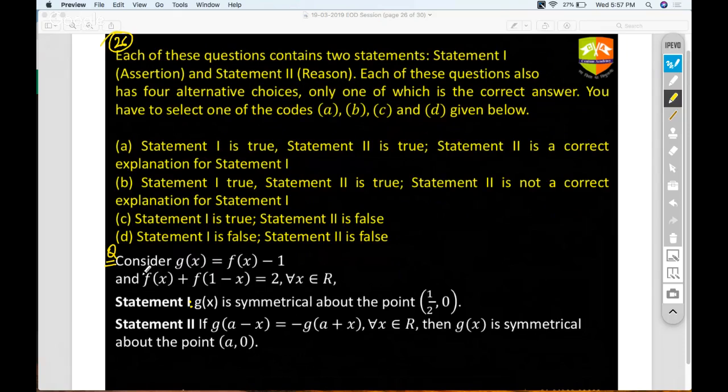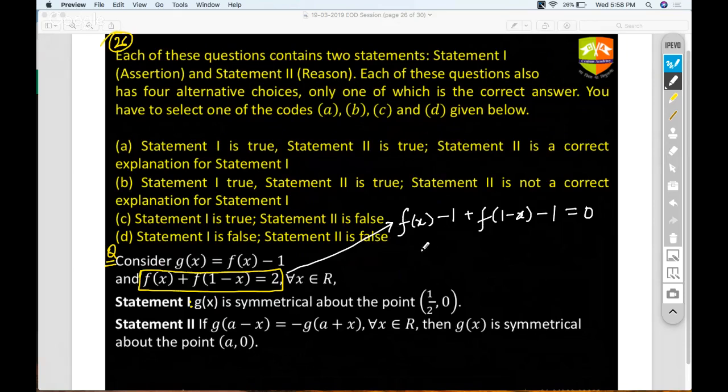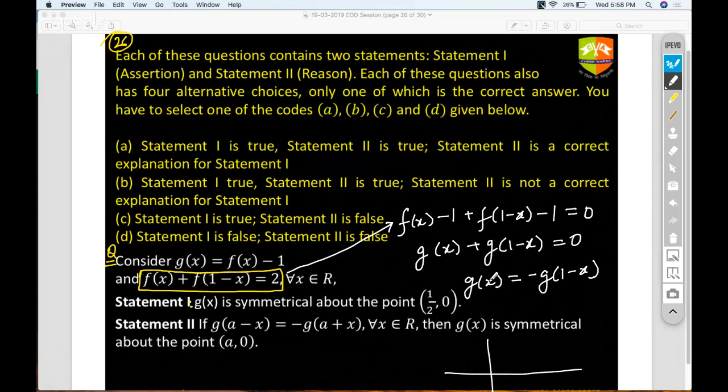So if you look at the second statement, can I write this as f of x minus 1 plus f of 1 minus x minus 1 equal to 0? Correct? This can be written in this way. Now this itself is g of x plus g of 1 minus x equal to 0. Correct? That means g of x is negative of g of 1 minus x. So it tries to say that whatever is the value of the function at x, it has the same value with a negative at 1 minus x. Let's say the value at 0 is this. Then the value at 1 would be this. Correct?